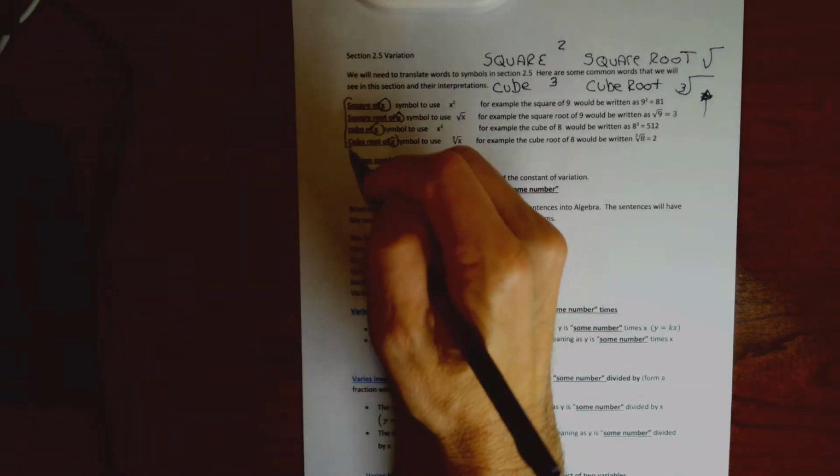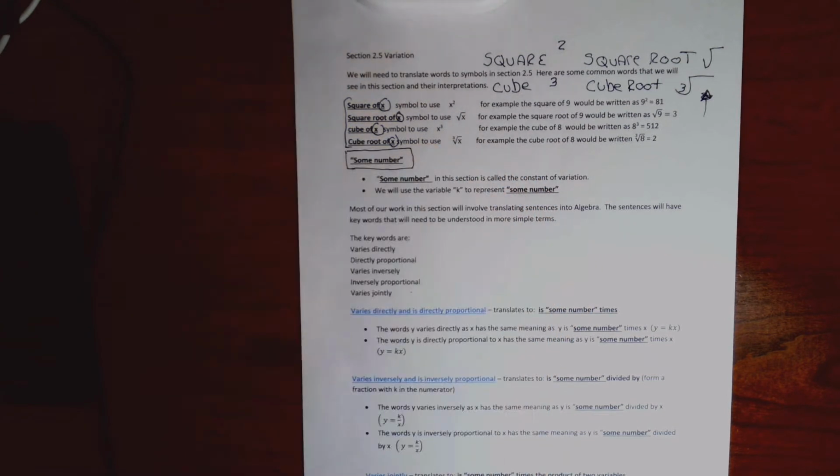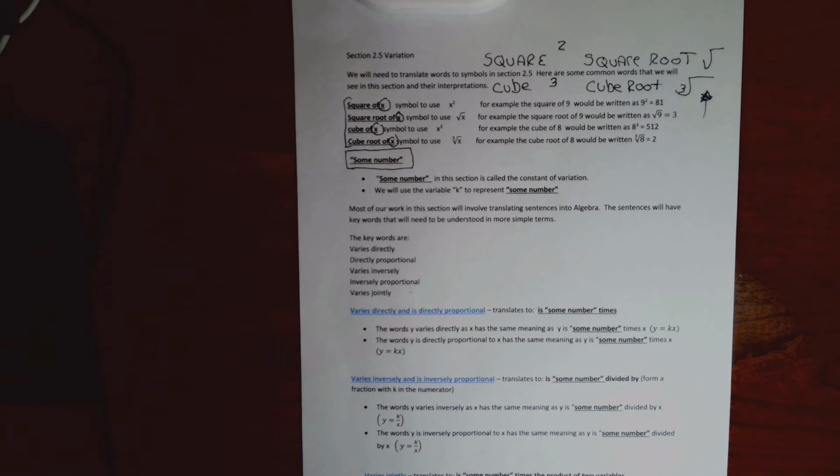Another important skill is going to be to rewrite the problems that are presented using really sophisticated algebra into more common words that we're used to. And I'm going to teach you how to rewrite the problems so that they're easier to understand. And almost every time that I rewrite the problems, my rewriting is going to use the words some number, and that's a big deal in this section.